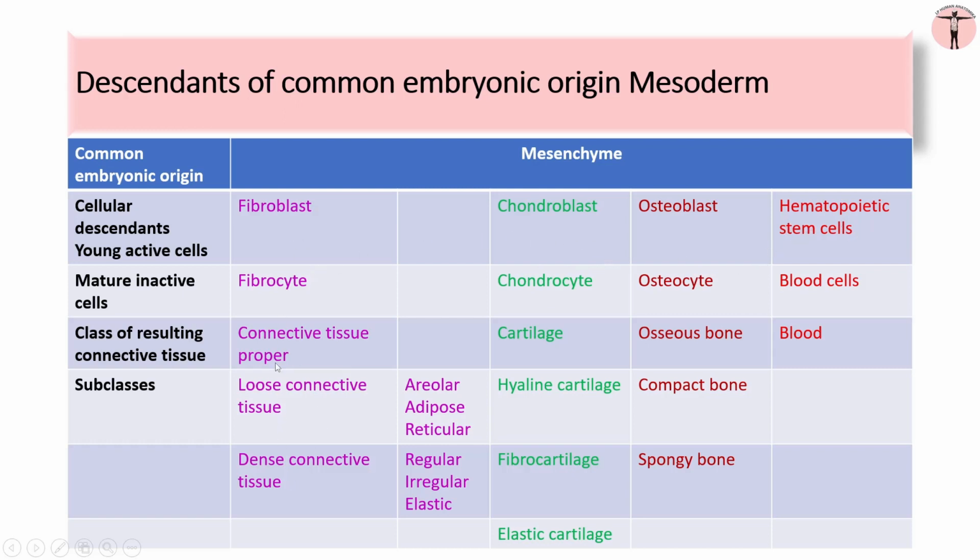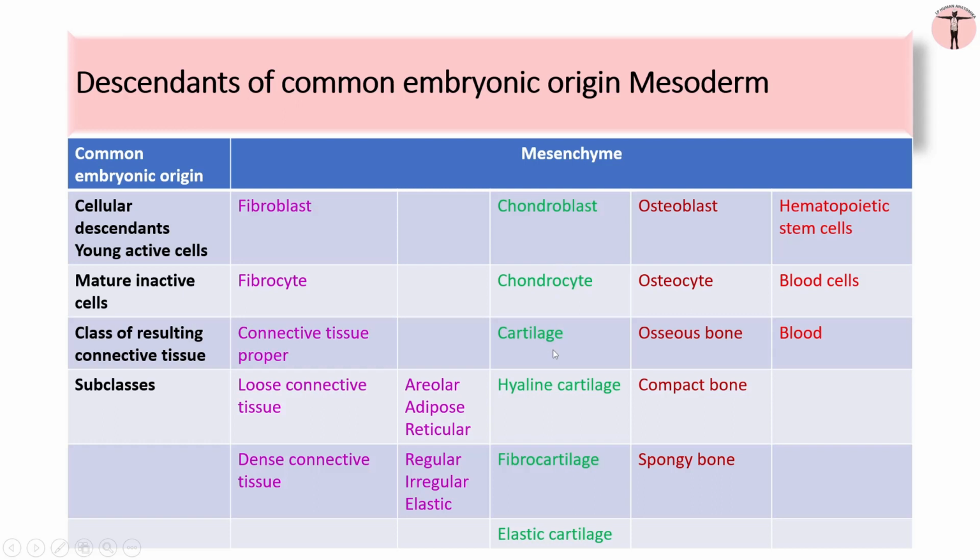Fibroblast gives rise to connective tissue proper and its subclasses like loose connective tissue and dense connective tissue. Now, loose connective tissue is further divided into areolar tissue, adipose, and reticular tissue. Dense connective tissue is further classified into regular, irregular, and elastic tissue.